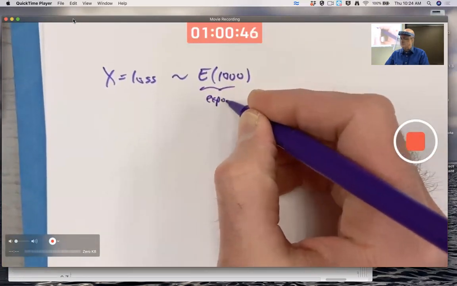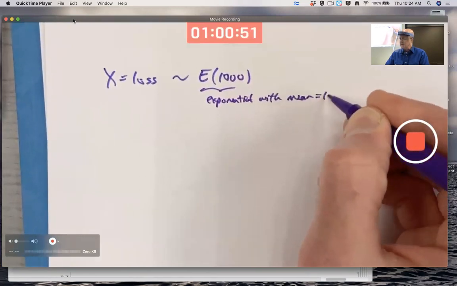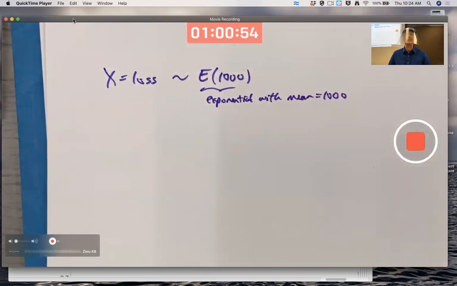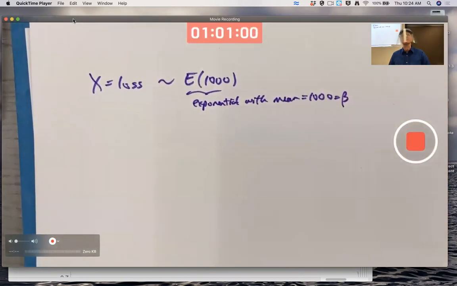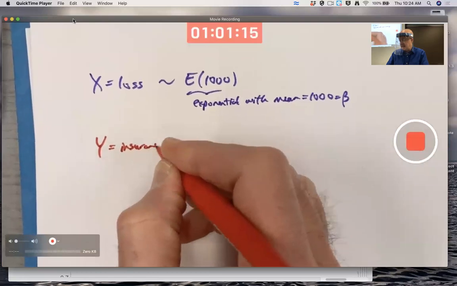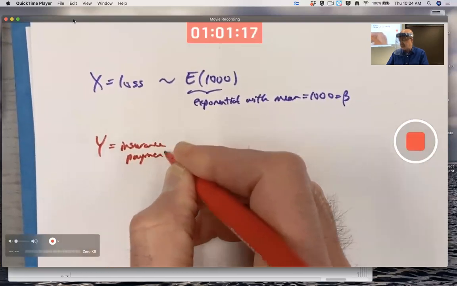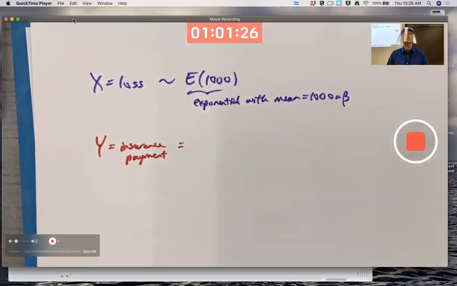Exponential with mean equals 1,000. Mean is the same thing as the beta for an exponential distribution. Its PDF is 1 over beta, e to the negative x over beta. This time, Y was still the insurance payment, but instead of there being a deductible, there's a maximum payment. The insurance wants to cover themselves in case you have a $1 million loss and not pay $1 million.